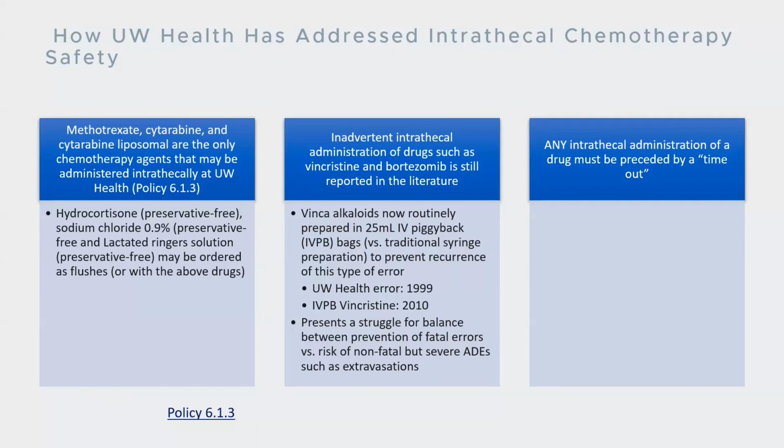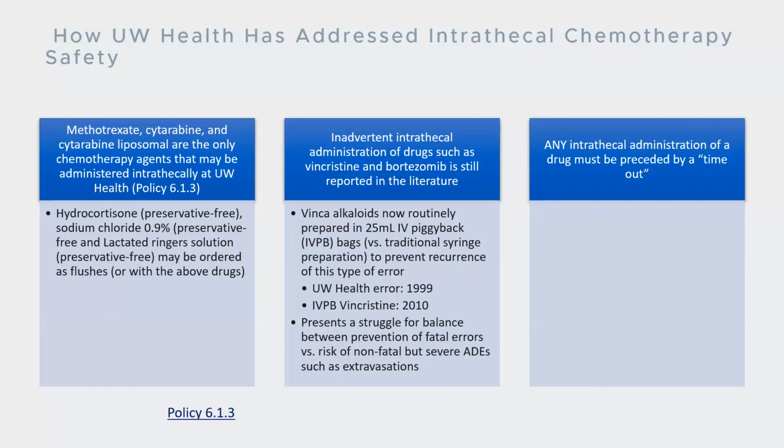I worked on this with some pharmacy learners probably 12 years ago now here at UW, and we now routinely prepare vinca alkaloids in 25 ml IV piggyback bags versus the traditional way of preparing it, which was in a syringe, to prevent recurrence of this type of error. The UW Health error, I guess, was in 1999, so a little bit further back than what I thought, but we didn't change to IV piggyback vincristine until 2010, which is kind of interesting. So for 11 years, we did have this issue.